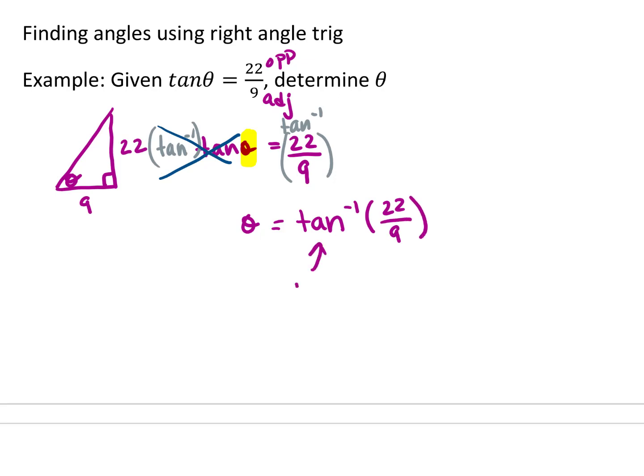Now this is a button on your calculator. So you go to your calculator, you hit the button that says tan with the little -1 as the superscript, then 22 divided by 9, and it's going to pop out an approximate degree, which is 67.751.